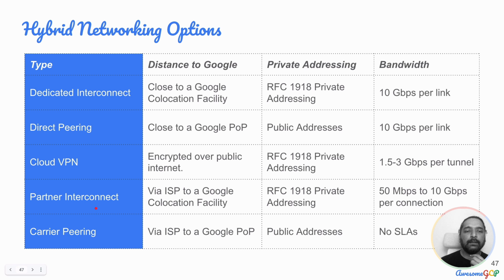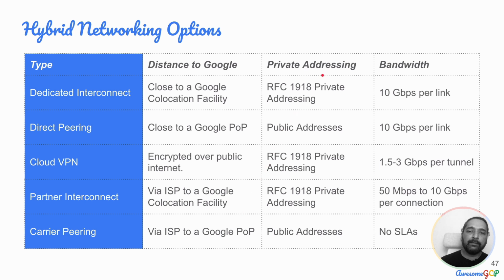The partner interconnect also is going to connect to a co-location facility, but it is going to go via an ISP. So the dedicated and direct need a Google facility. Cloud VPN is just going to think of the cloud as the public cloud or the public internet, and it just goes encrypted over the public internet. Partner and carrier is going to go via an ISP, so all you need proximity to is the ISP itself. And of course, it depends. Certain ISPs have that partnership with Google. Those are the ones you should be connecting with.